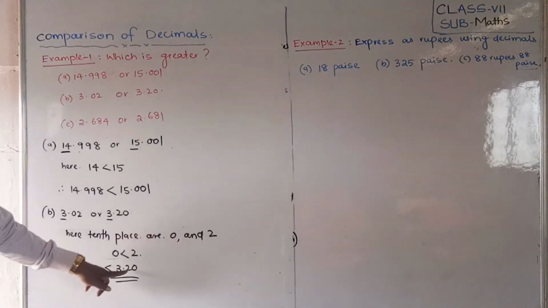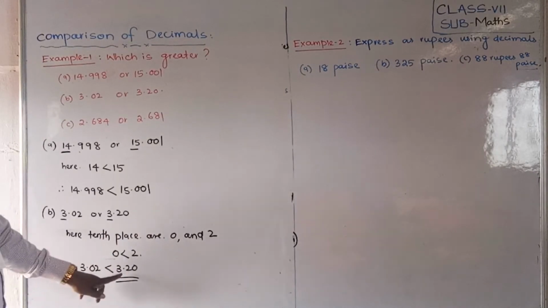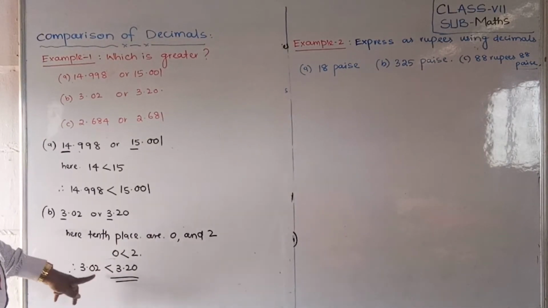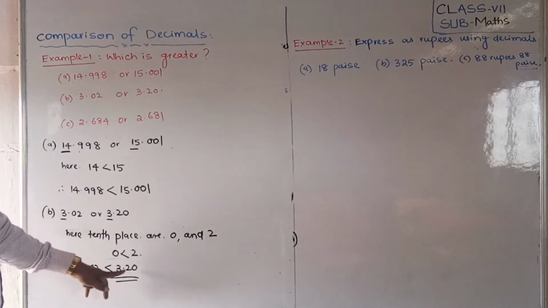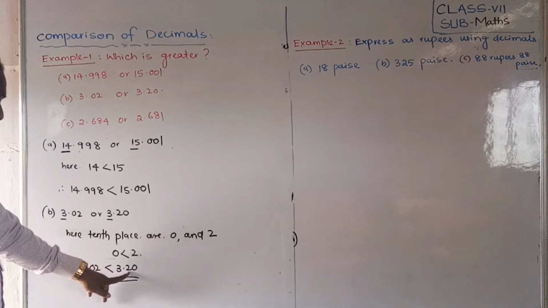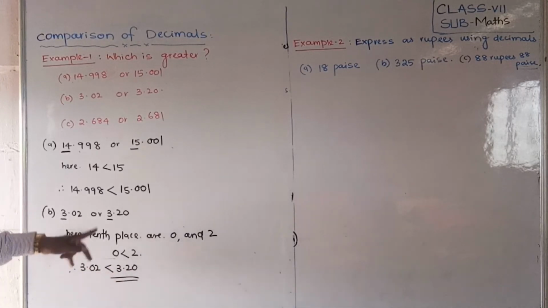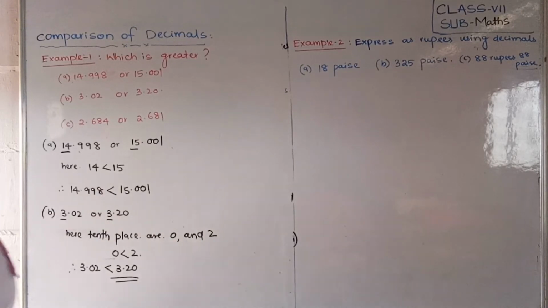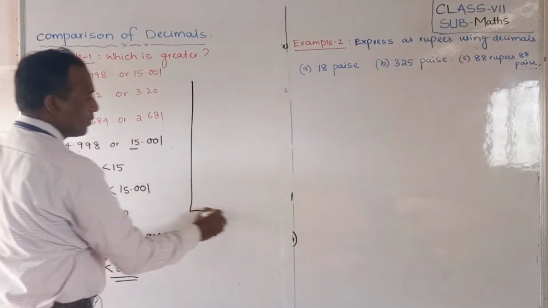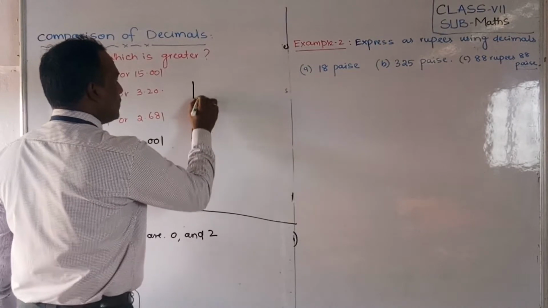Why? Because this 10th place is bigger. Both whole parts are the same, but we check the 10th place, the first place after the decimal. Here the first decimal place is 0, and here the first decimal place is 2. So 2 is greater than 0. Hence the second decimal is greater. Okay. So now I will do one more problem, friends. The third one, C.